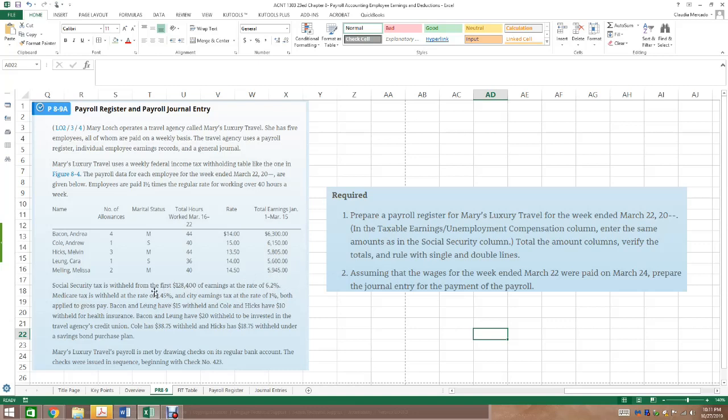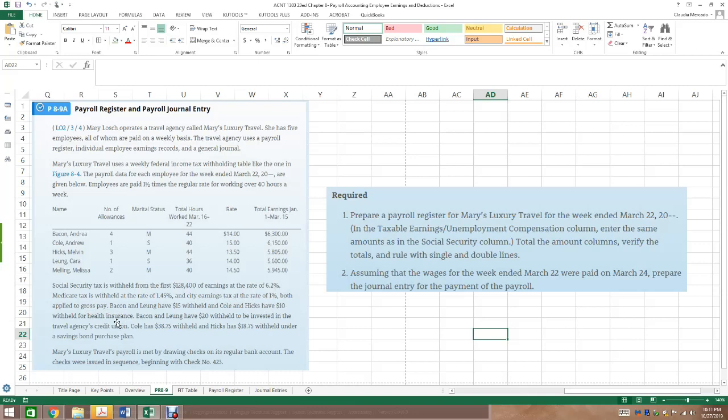Medicare tax, you pay 1.45%, and there is no cap. So you can make $1 million, and you're still going to pay 1.45%. There is no cap on the Medicare tax, so we don't have to worry. The cap is only on your Social Security component. City earnings tax is at 1%. Both are applied to gross pay.